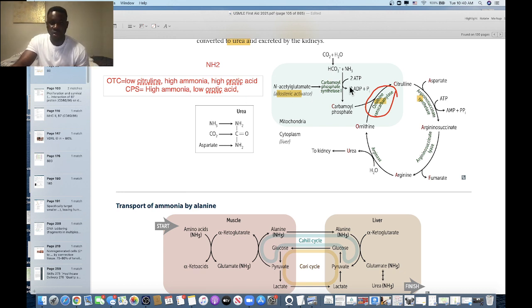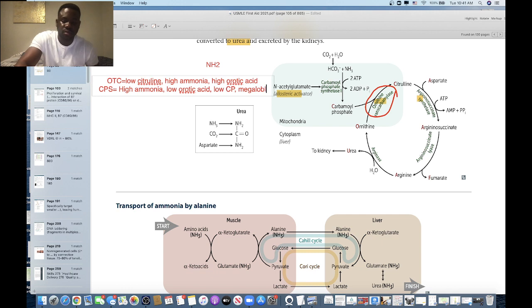Also, we said high ammonia, low orotic acid, will have low carbamyl phosphate because this is deficient. That one just makes sense. So low carbamyl phosphate. And what again shall we have? We also have megaloblastic anemia, because if you saw the pyrimidine pathway that I showed you, we are using it to make pyrimidines, which will make nucleic acids, which are DNA and RNA. So if we do not have that, then we'll have megaloblastic anemia.